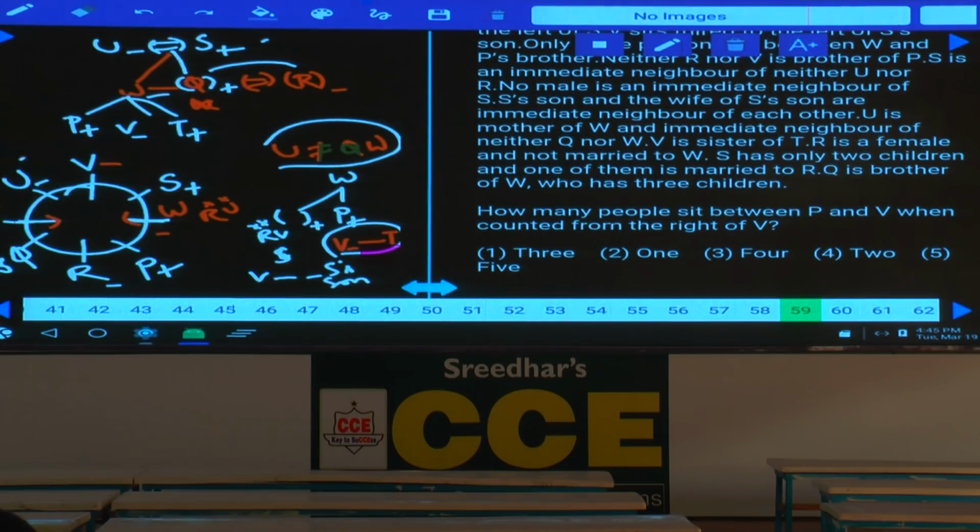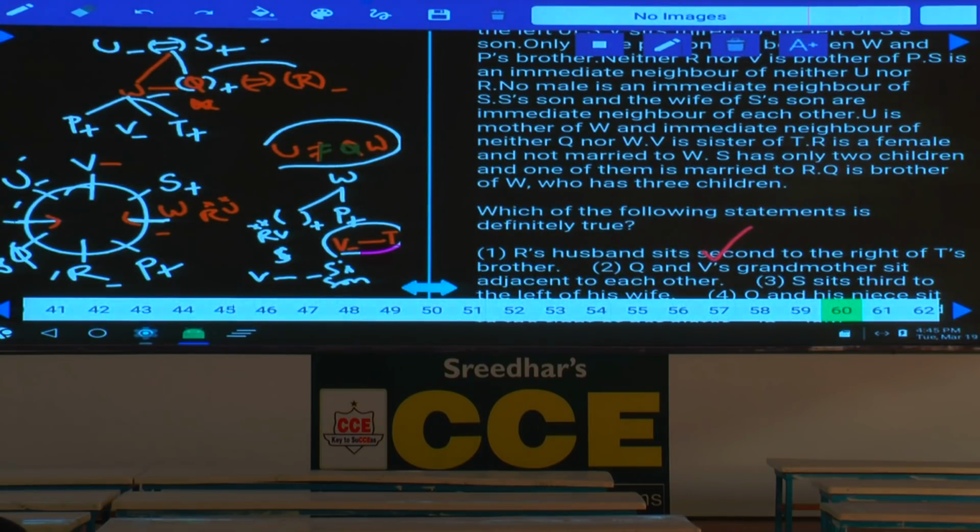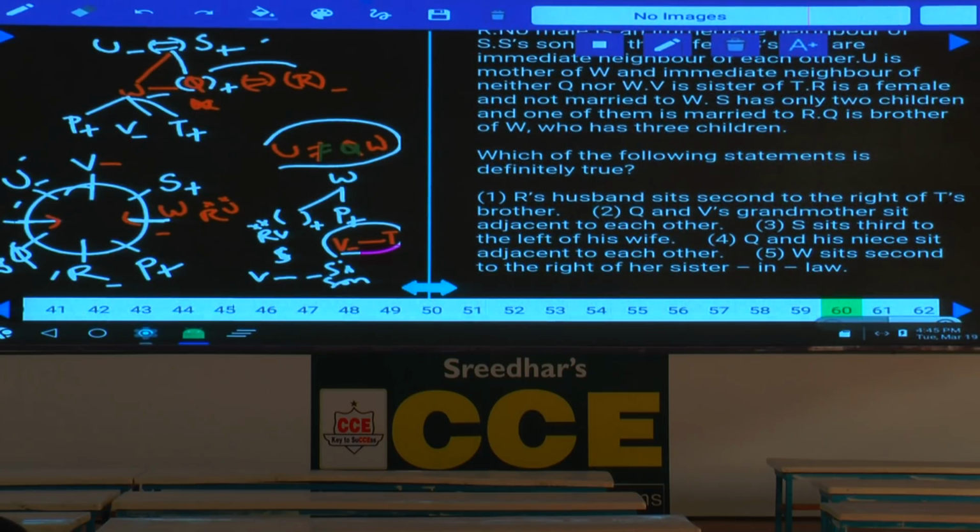Right of V: 1, 2, 3, 4. There are 4 persons to the right hand side, that is choice 3. Then question number 60. Now which of the following statements is definitely true?